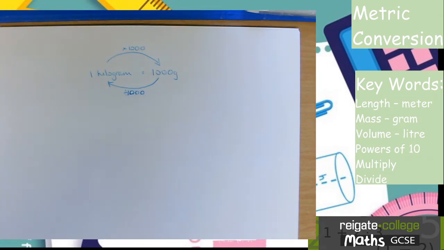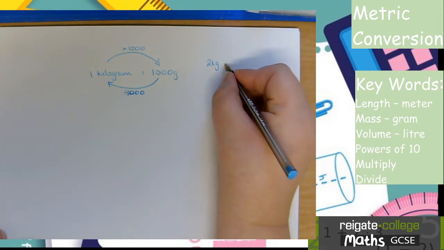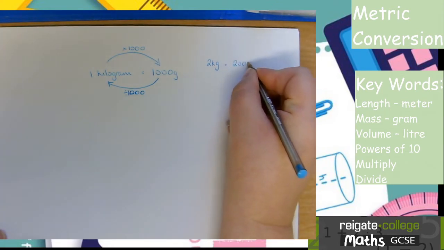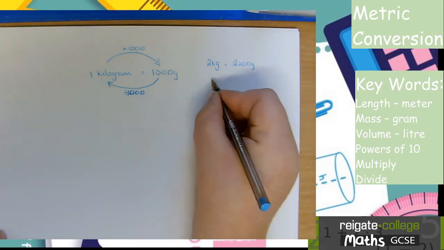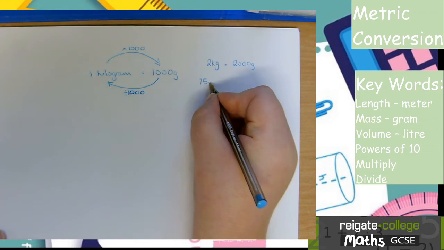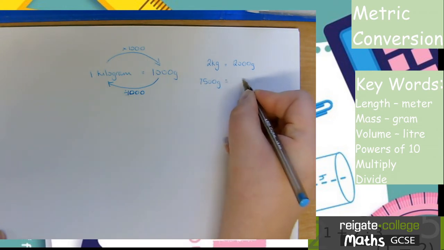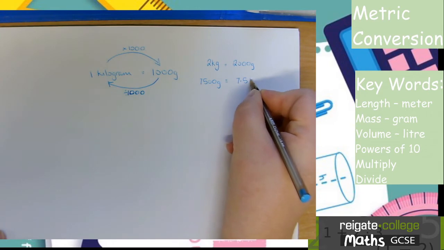There are 1,000 grams in 1 kilogram. If my measure were given to me in kilograms, I would multiply by 1,000 to convert that to grams. If my measure were given to me in grams and I wanted to convert to kilograms, I would divide by 1,000. So if I had 2 kilograms, I would have 2,000 grams. And if I had 7,500 grams, I would have 7.5 kilograms.